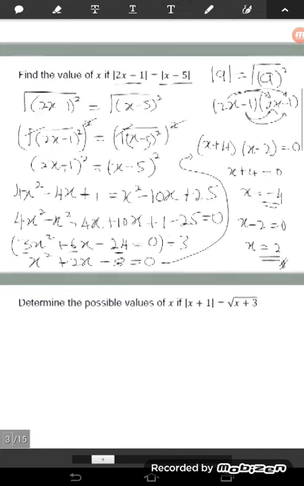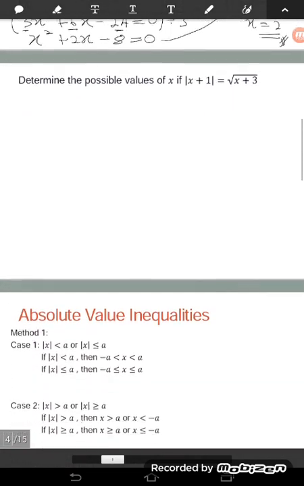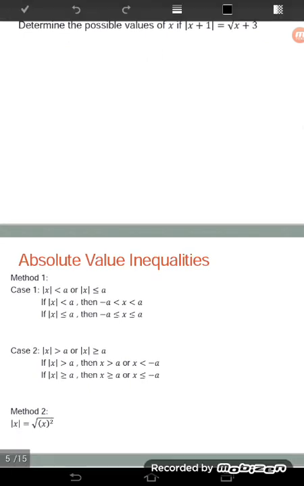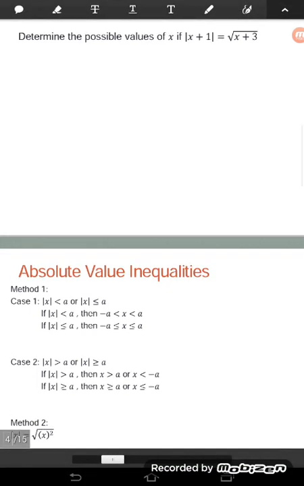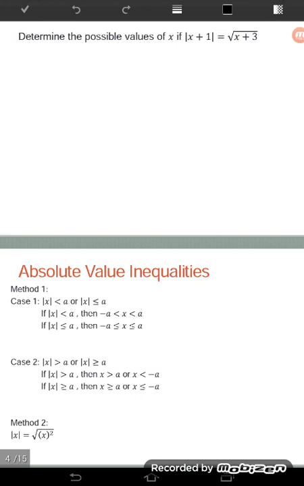Okay, so next example. So determine the possible values of x if modulus x plus 1 equal to root x plus 3. Okay. So yang ni method yang pertama. So you will have x plus 1 equal to square root x plus 3, or x plus 1 equal to negative square root x plus 3.